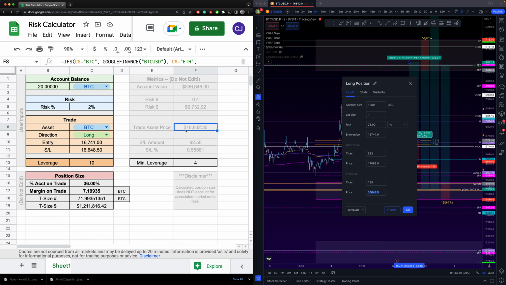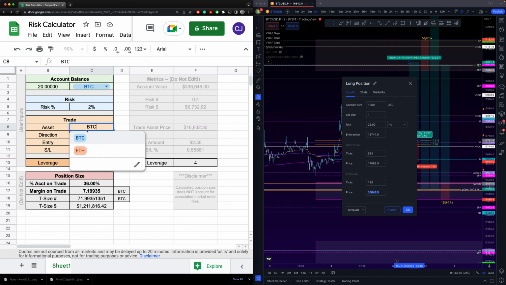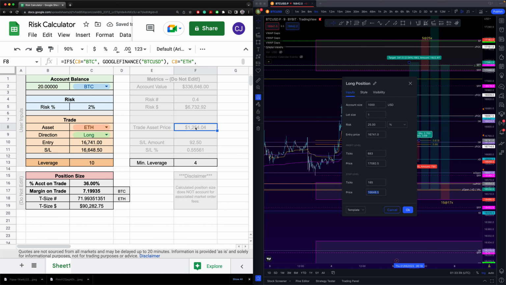The trade asset price is going to be the current price of the asset that you're trading. So right now we're trading Bitcoin. If we change that to Ethereum, then it would change to the Ethereum price. But this is just needed right here in order to calculate this position size.